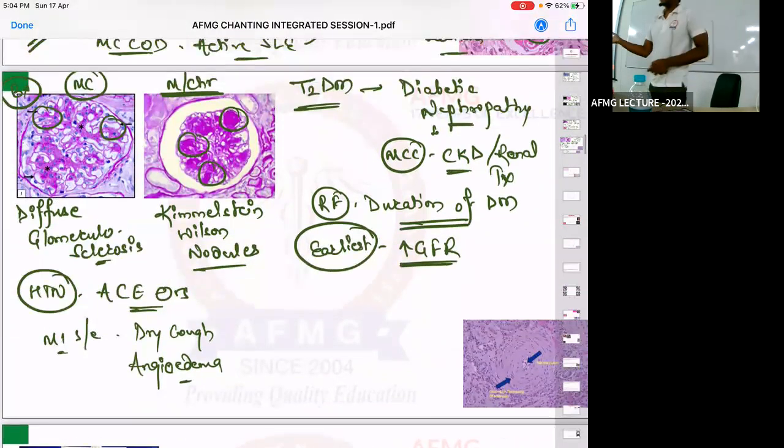Then talking about CKD, let's do this topic. Important, please remember, in CKD patients there would be grading. What is normal GFR? 125 ml per minute per 1.73 meters square. Just say 125 ml, normal GFR.